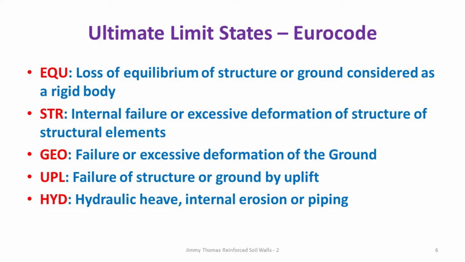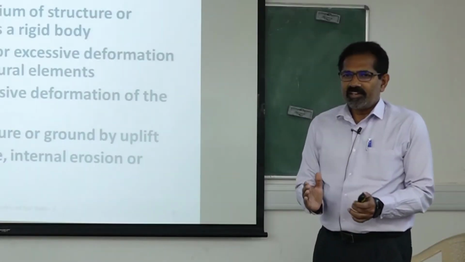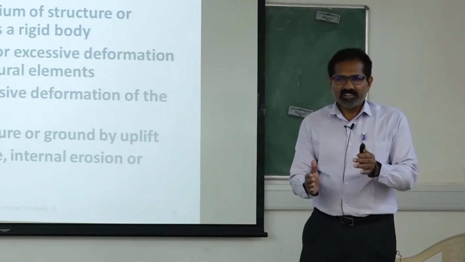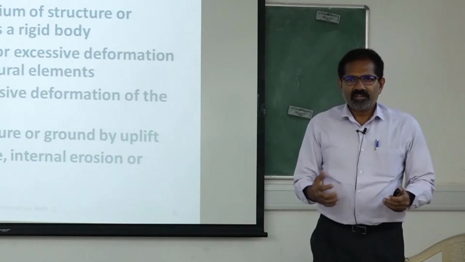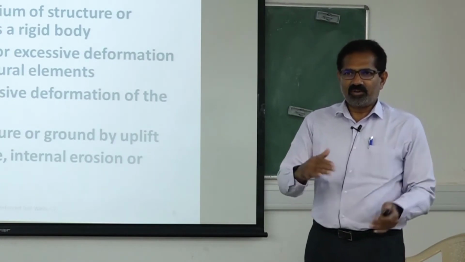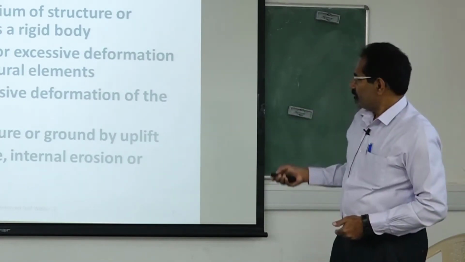Then if you look at the Eurocode, the ultimate limit states define many. One is equilibrium. One example is the overturning of retaining walls. This is actually a movement as a rigid body, there is no stress actually. It overturns as a rigid body. Failure like this is called equilibrium.